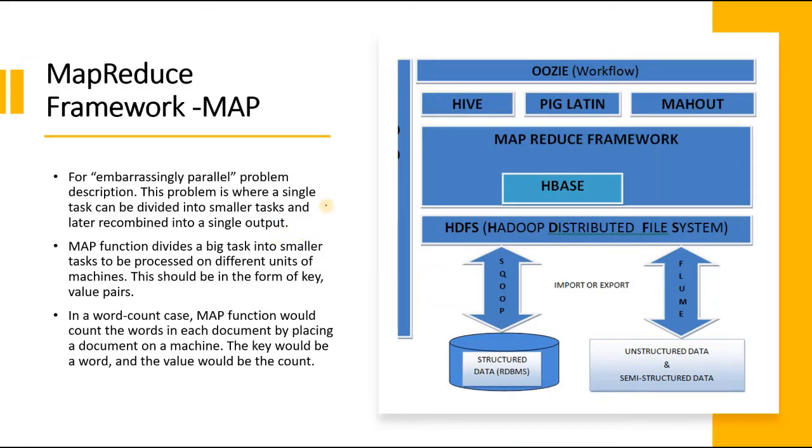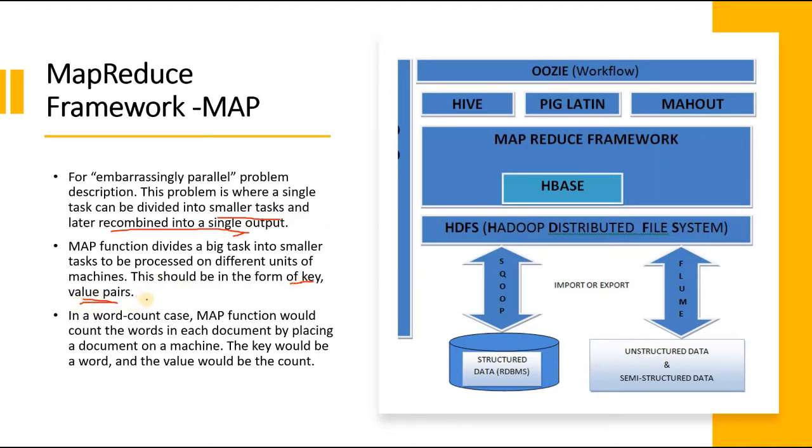So MapReduce is an embarrassingly parallel problem, where a single task can be divided into smaller tasks and recombined into a single output. So in map, what map does is divide a big task into smaller tasks to be processed on different units of machines. And then the map function would be in key value pairs.